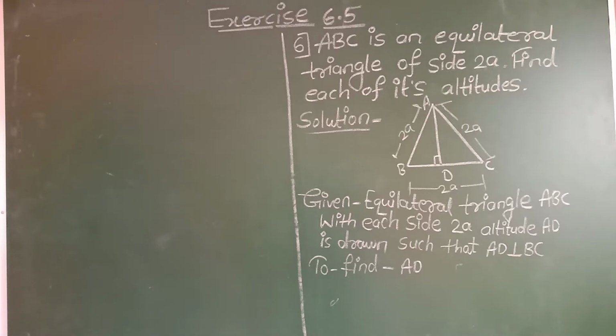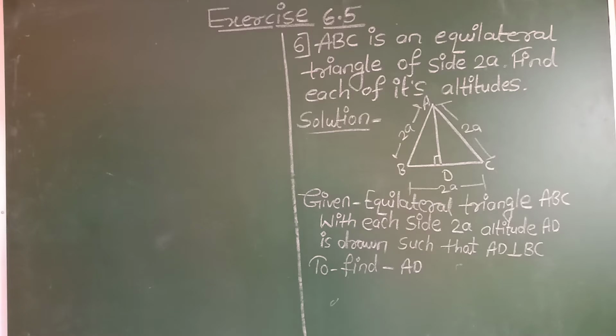I am Anita here. In our previous videos, we solved some examples from exercise 6.5. Today we are going to solve the next example, that is the 6th one. ABC is an equilateral triangle of side 2a. Find each of its altitudes.